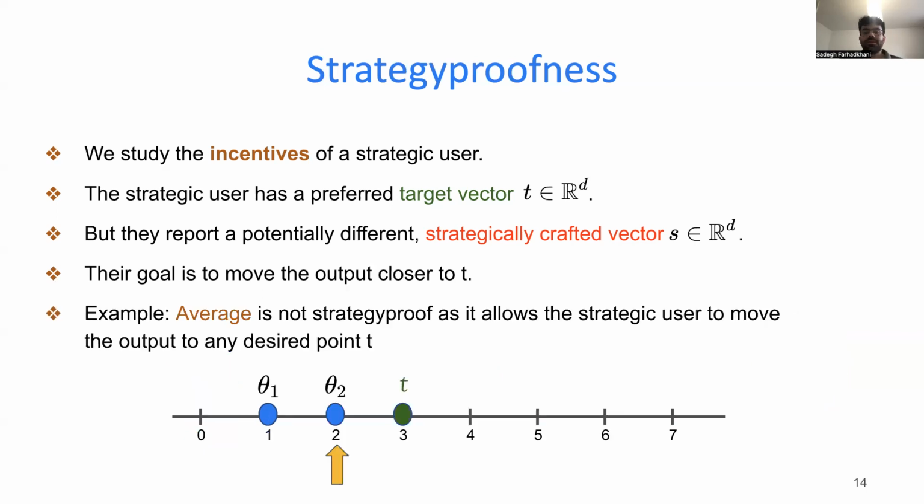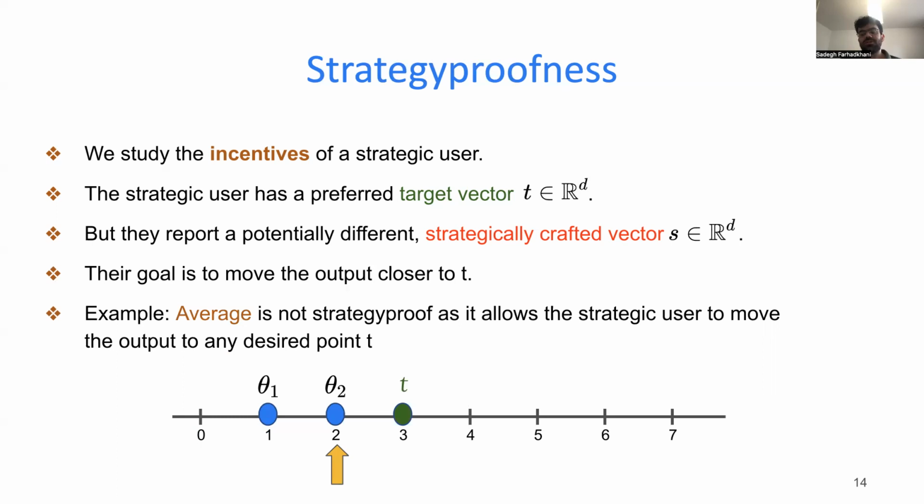As an example, a well-known result is that averaging is not actually strategyproof, and the strategic user actually has full control over the output of the average. In this example here, assume we have 2 honest users that report 1 and 2, and the target vector of the strategic user is 3.